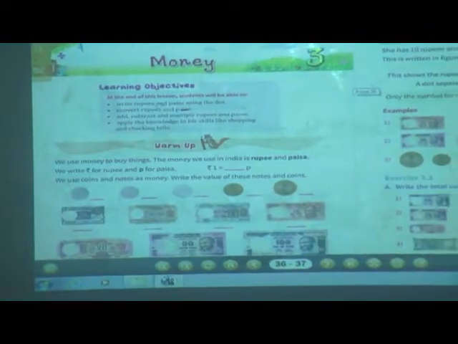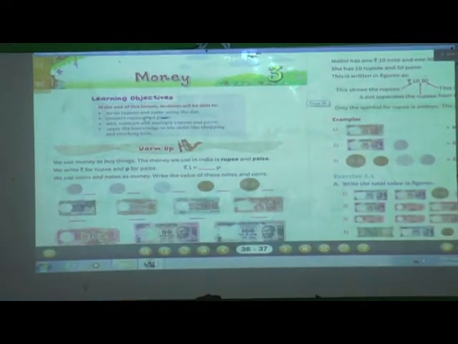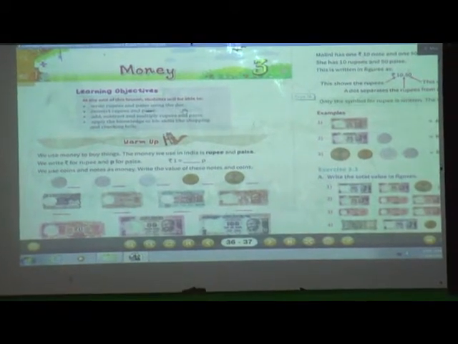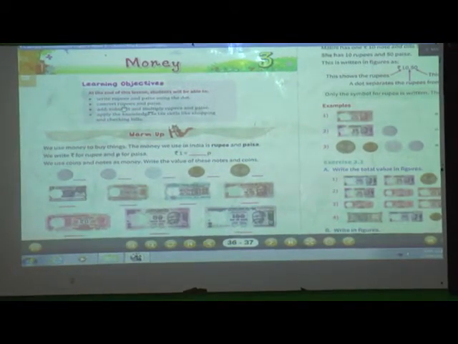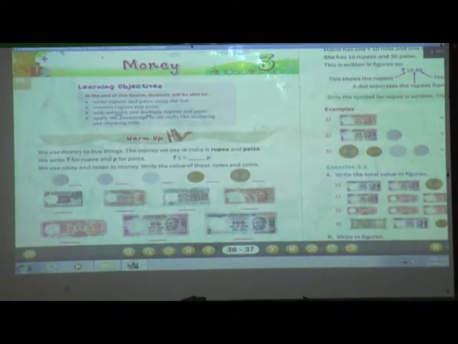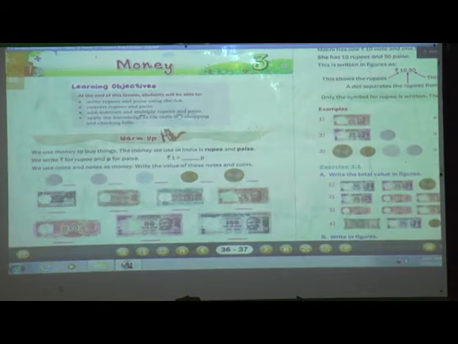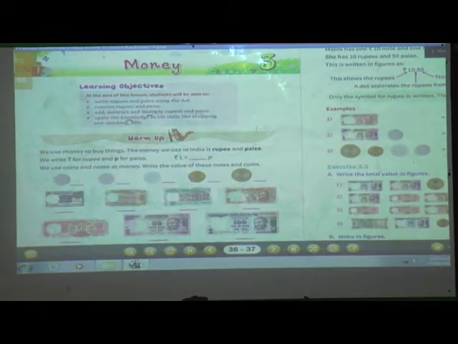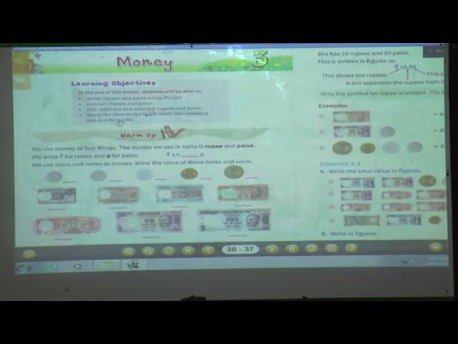Dear students, today we are going to start a new lesson, that is lesson number 3, money. Look at the board. Here in this lesson we are going to learn how to write rupees and paise using the dot, means point. Then convert rupees and paise. Also we are going to see how to do the addition, subtraction and multiplication of rupees and paise. Then finally we are going to apply the knowledge to life skills like shopping and checking the bills.